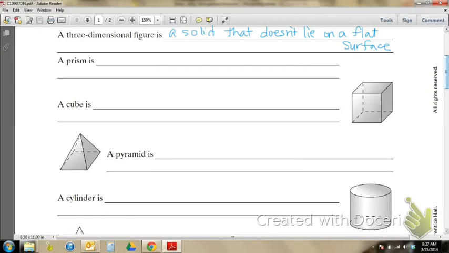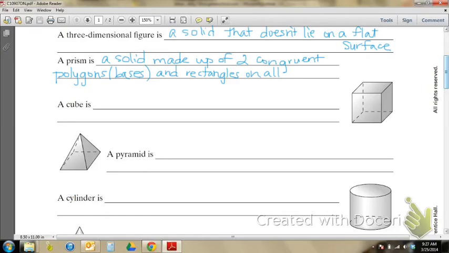Okay, and a prism is a solid made up of two congruent polygons, and we call those the bases. And rectangles on all other sides, and we call those faces.